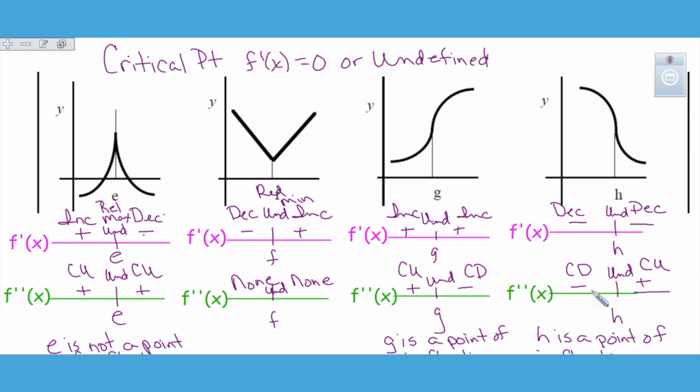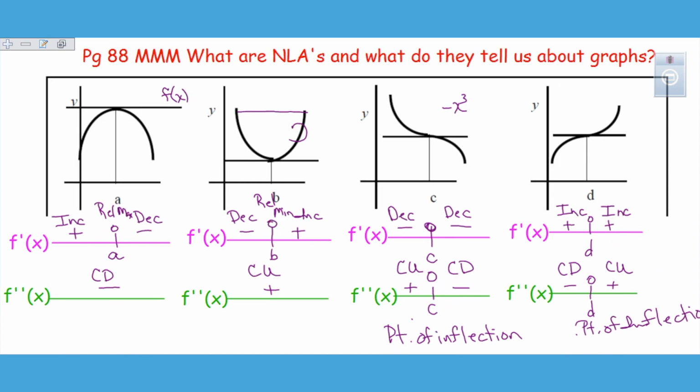Let's go back to this one. There's a 0 and the sign changed, which means the concavity changed, and so it is a point of inflection. And the kicker is, if you have an undefined place and the concavity does not change, then it is not a point of inflection. In order to have a point of inflection, you have to have concavity. If you don't have any concavity, you can't have a point of inflection. So that is the introduction to how number line analysis can show you what's going on in the graph.